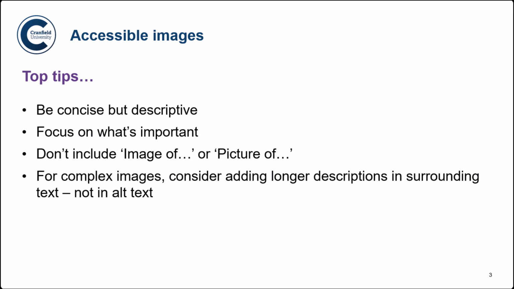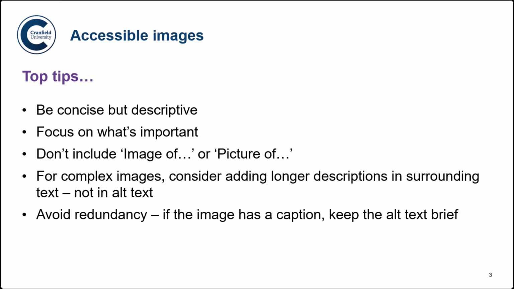Here are some tips for writing effective alt text. Be concise but descriptive. Aim for 1 to 2 sentences. Focus on what's important about the image in context. Don't start with image of or picture of. Screen readers already announce it's an image. For complex images like detailed charts or diagrams, consider providing a longer description in the surrounding text. Avoid redundancy. If the image caption already explains the image, the alt text can be brief.